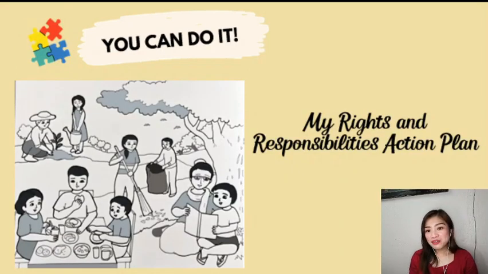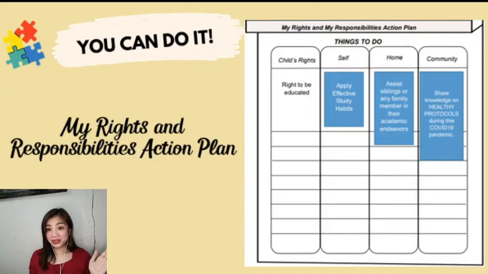Now, to assess if you really understand your rights, you are going to make an action plan on how you're going to exercise these rights as a child, which will help you to become responsible for yourself, your home, and your community. Copy this activity on your answer sheet and fill out the blank spaces. This is an example. So one of our rights is the right to be educated. So for ourselves, what we could do is to apply effective study habits. At home, we could assist our siblings or any family member in their academic endeavors. And for the community, we could share our knowledge on healthy protocols during the COVID-19 pandemic.